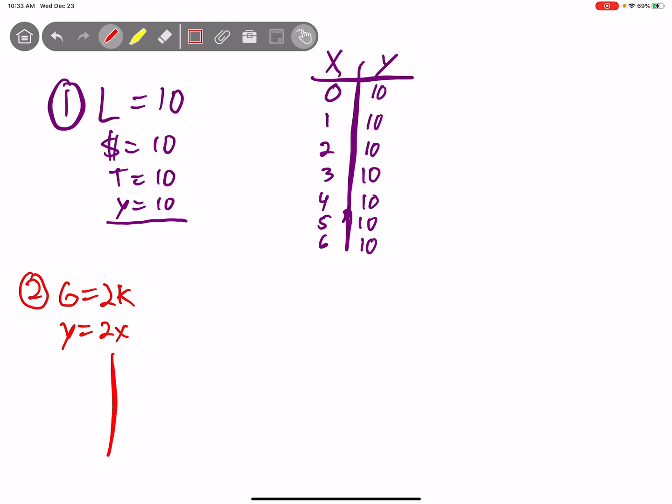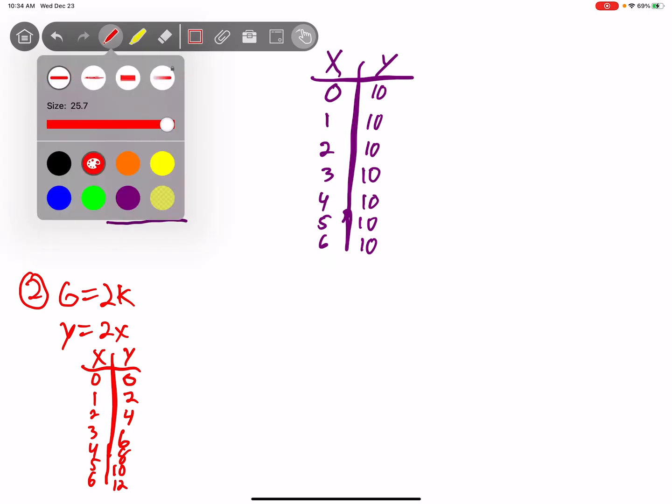If I make my table, here's my table, here's x, here's y, 0, 1, 2, 3, 4, 5, and 6. If he walks 0 kilometers, he's out of luck, he gets no money. If he walks 1 kilometer, $2, 2 kilometers, 2 times 2 is 4, 2 times 3 is 6, 2 times 4 is 8, 2 times 5 is 10, and 2 times 6 is 12. Okay, that is what his table would look like.